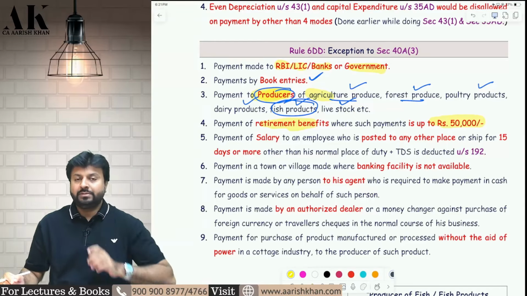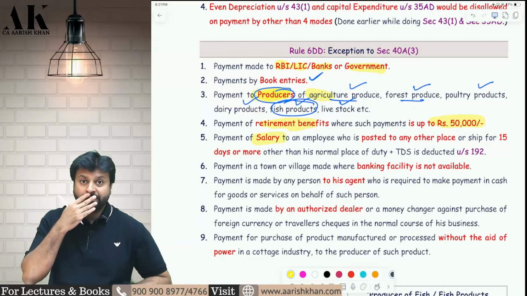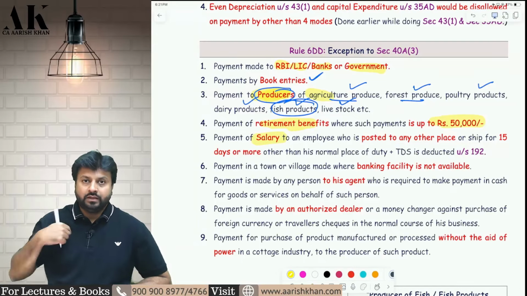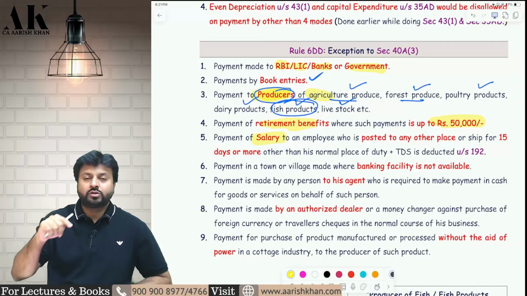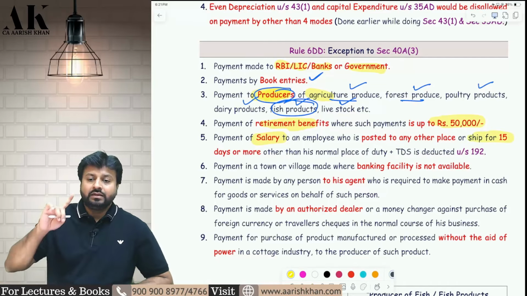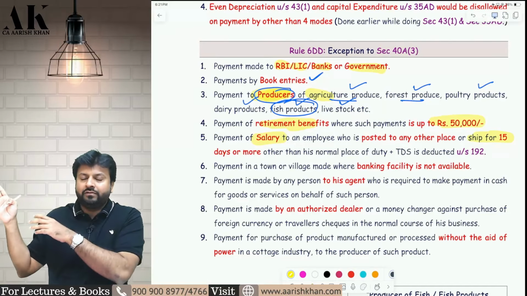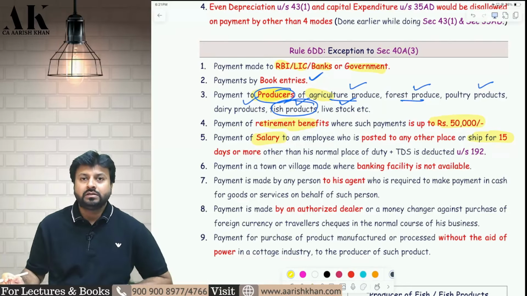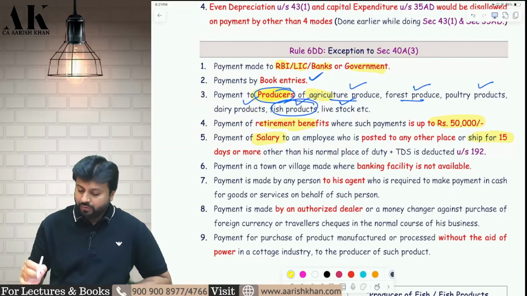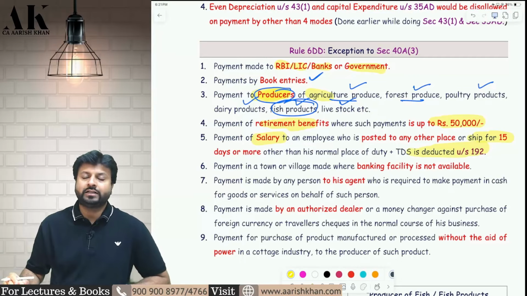Okay. Similarly, if you are making payment of salary to your employee, which employee? Who is going out of your town? If I am making payment of salary to an employee who is going out of town for 15 days or more, or going on a ship for 15 days or more, and other than his normal duty place. Suppose he is working in Bombay, and I am shifting him to Delhi for 2 months for some audit work. So I can make payment in cash to that employee, provided I deduct the TDS as per section 192. Whatever is the eligible TDS, I have to deduct that.